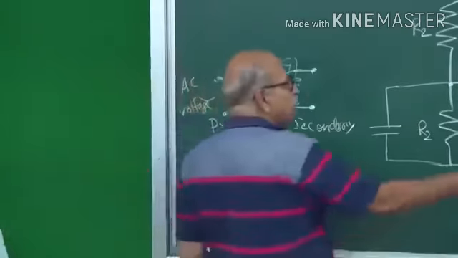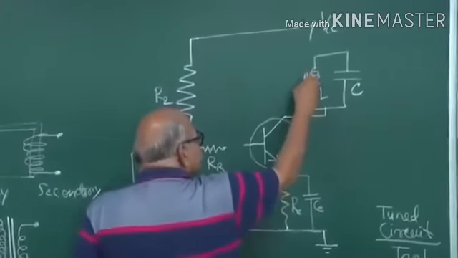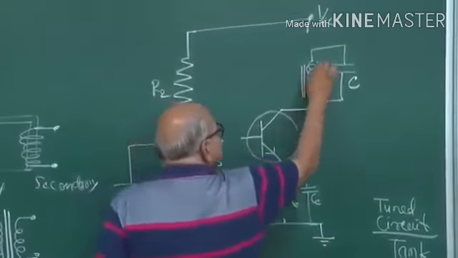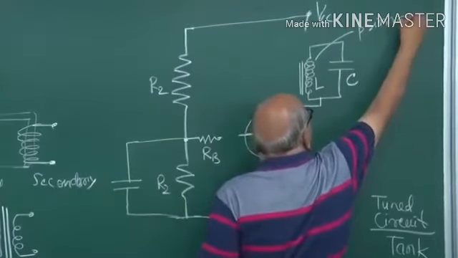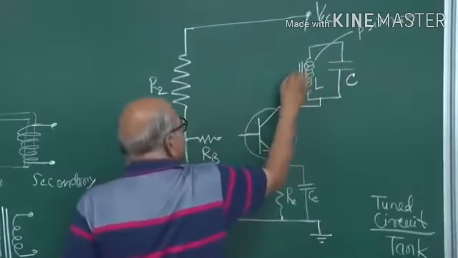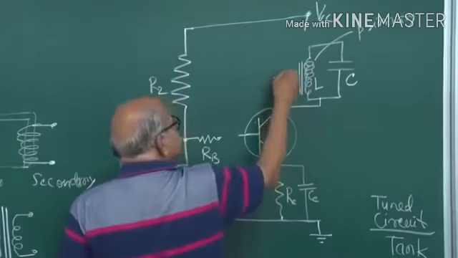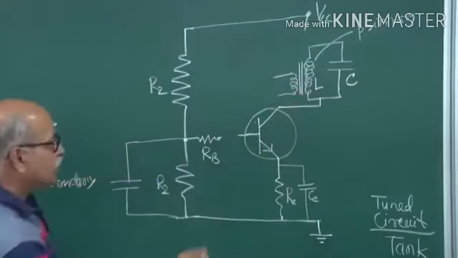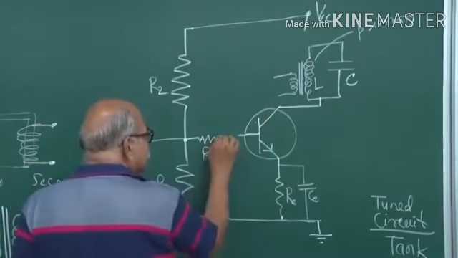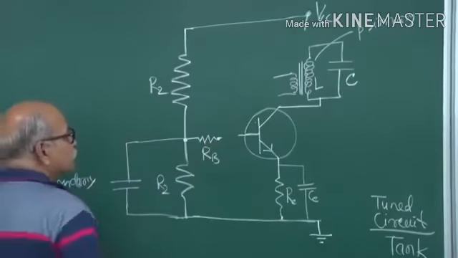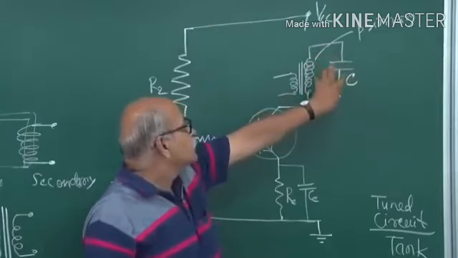So we put the symbol here. This is that transformer primary. And then you have the secondary, and the number of turns you can decide, and also the way these windings are done. And this you can collect in this base circuit. So the tuned circuit is there. This is the tuned circuit.